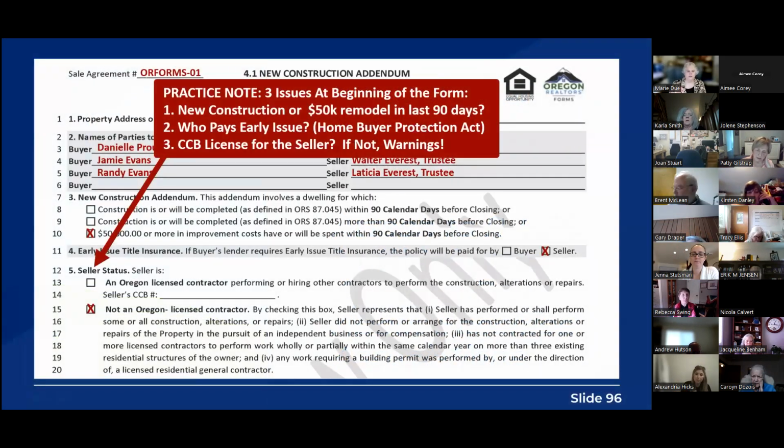One other thing to note is that with $50,000 or more in improvement costs, there may or may not be a permit. You'll notice that there is nothing on here about a permit. That's the reason why: a roof may not require a permit. Sometimes they do, but sometimes they don't. So there's nothing in here. It is the CCB number that they are looking for.